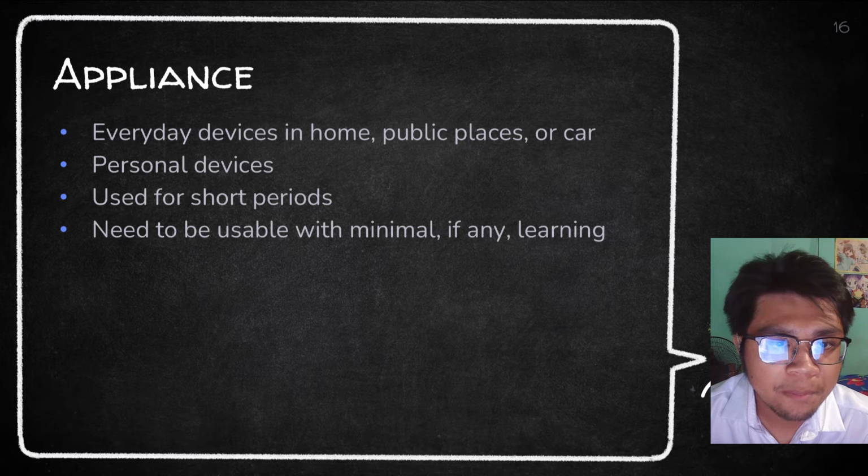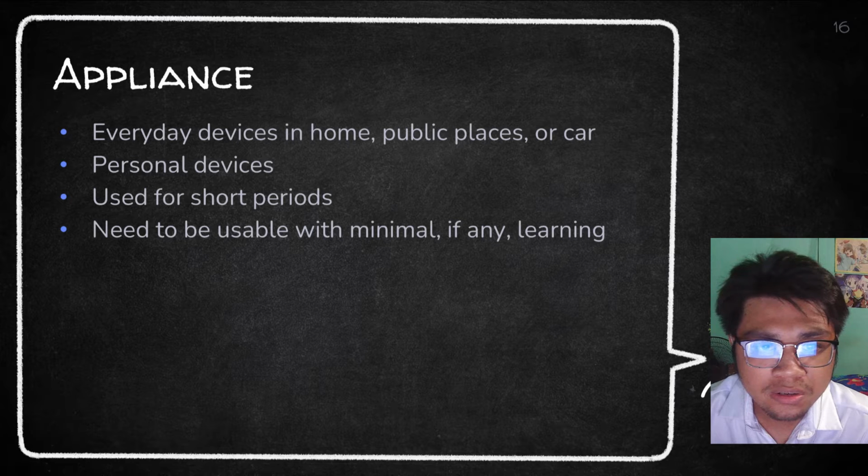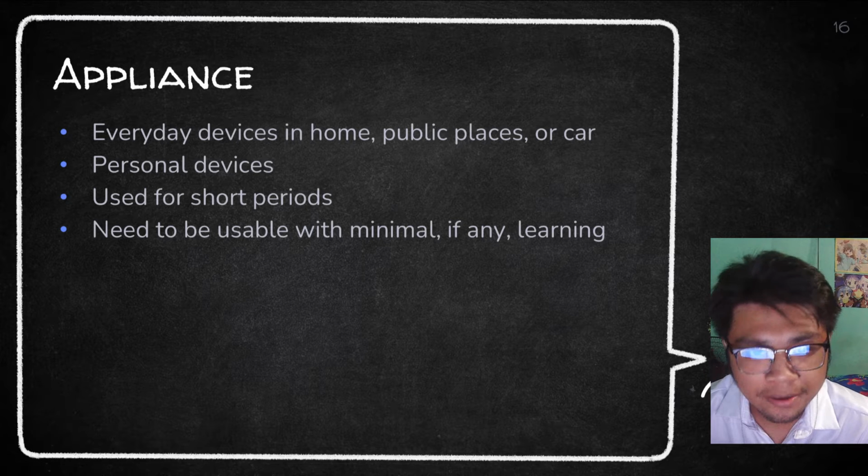Moving on, we have appliance. Appliances include machines for everyday use in the home. For example, washing machines, microwave ovens, refrigerators, toasters, bread makers, and smoothie makers. What they have in common is that most people using them will be trying to get something specific done in a short period of time, such as starting a wash, watching a program, buying a ticket, or making a drink.